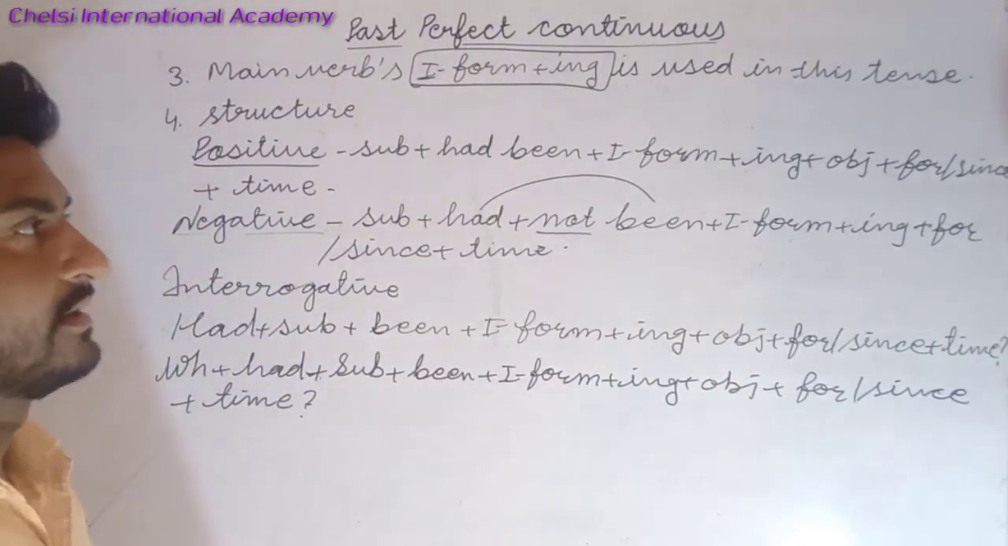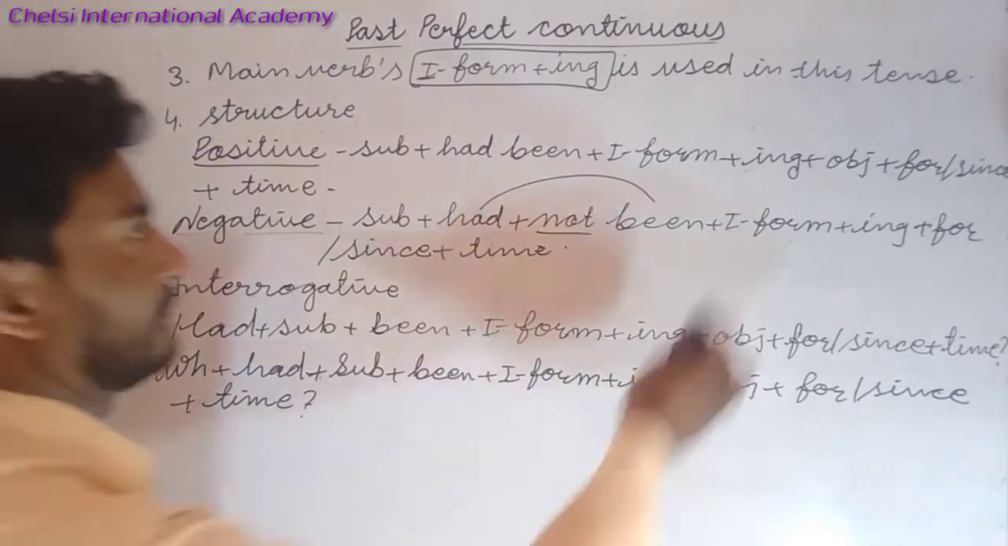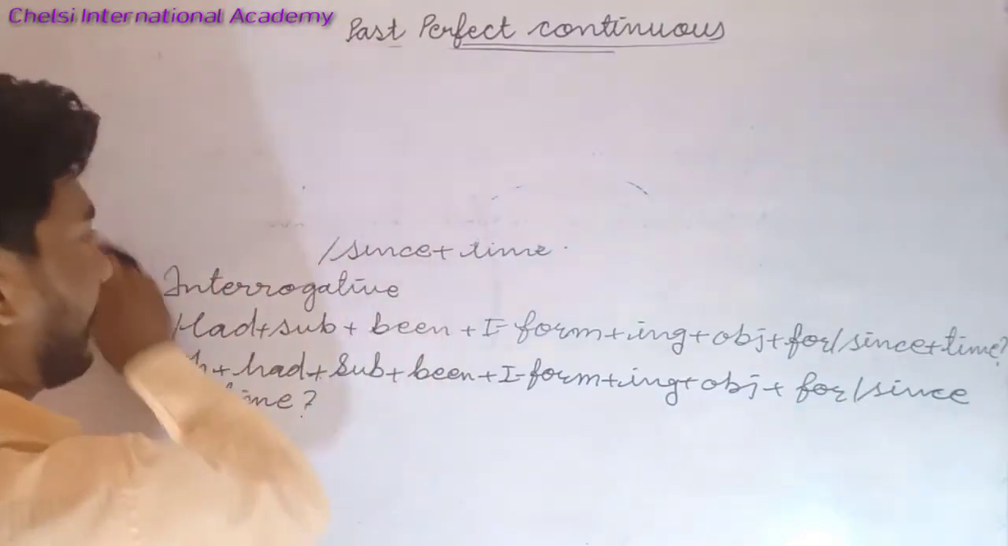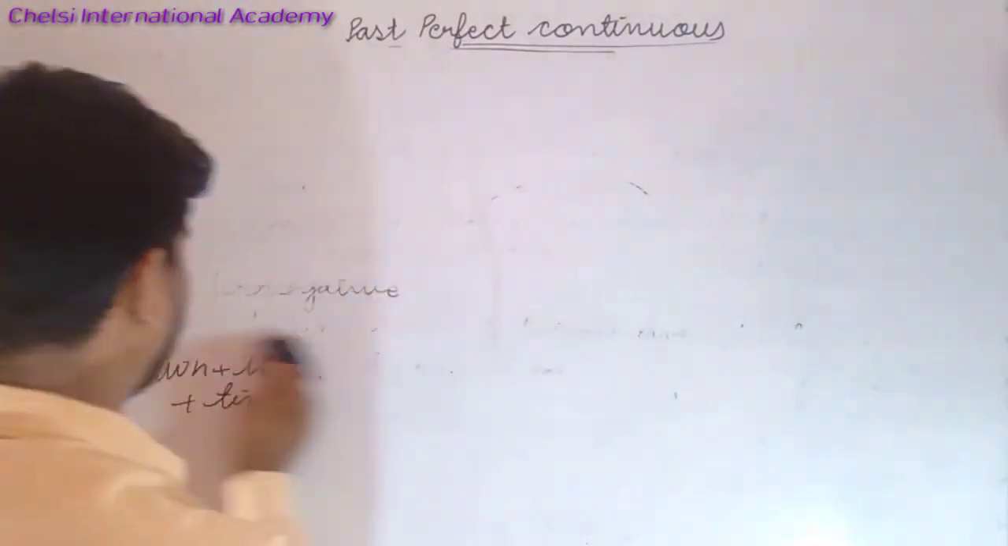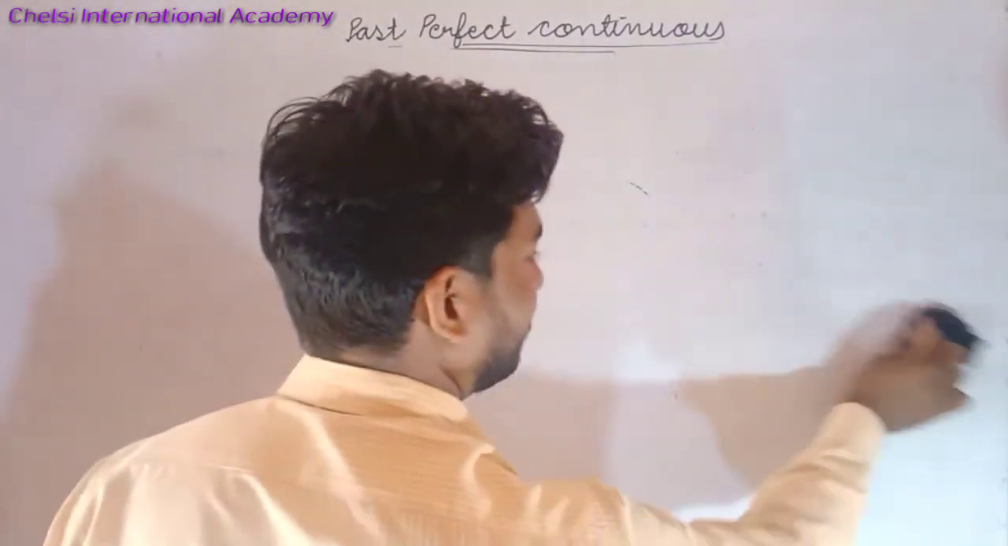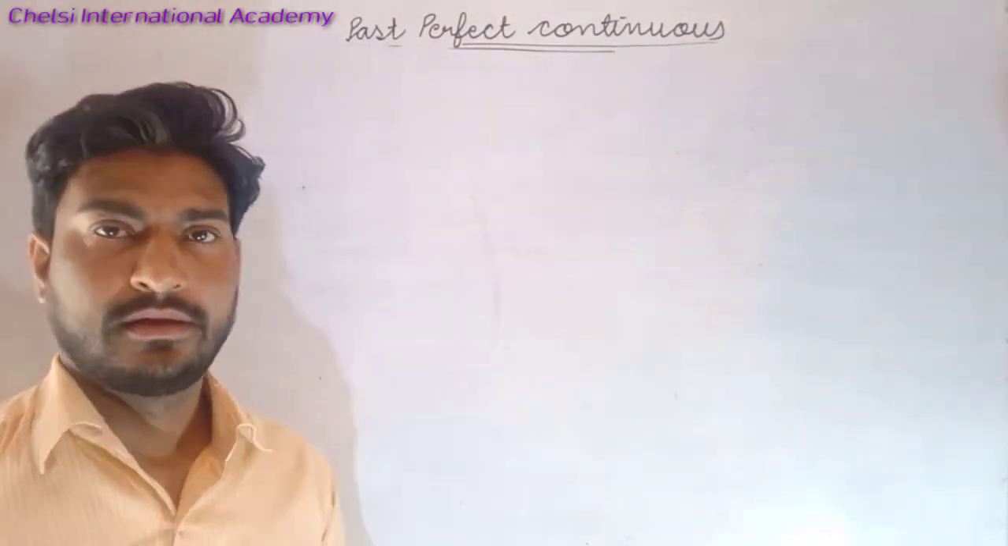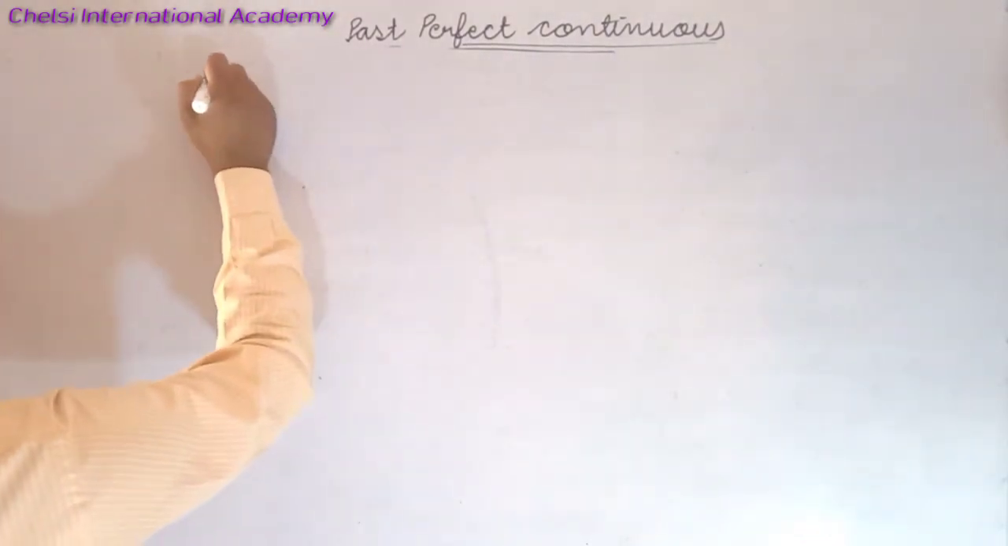Now we see the structure of interrogative negative. Okay, get on. Is everything clear till here? If you have any problem you can comment in the comment section. Let's discuss the interrogative negative sentence.